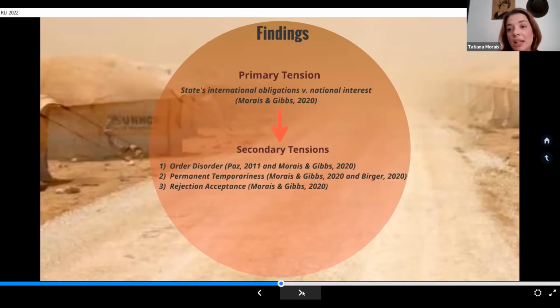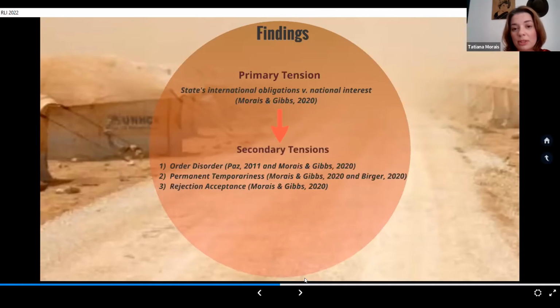The order-disorder tension, previously identified by Page in 2011; the permanent temporariness tension, which was also identified back in 2020 by Professor Birger; and last, the rejection-acceptance tension. Regarding the order-disorder tension, as I mentioned before, it was previously identified by Page, and it was intended to stress the negative impact of the Israeli legal framework on Eritrean asylum seekers.